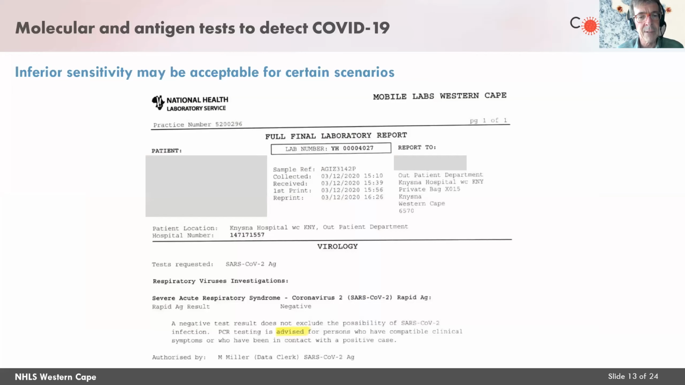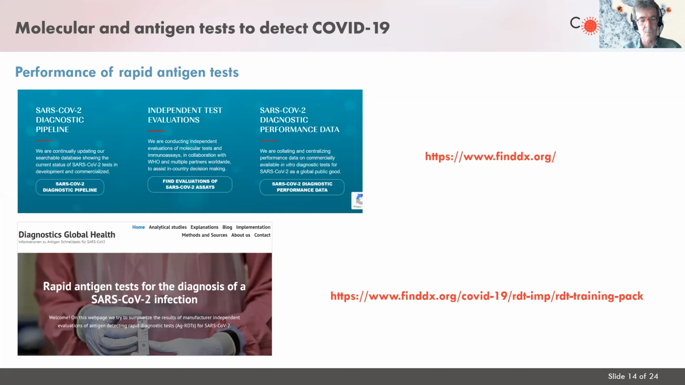So this is a real life example from a mobile laboratory operated by the NHLS in our province in a peripheral setting. And it is a patient who had a negative rapid antigen test result, which says it does not exclude the possibility of SARS-CoV-2 infection. PCR testing is advised for persons who have compatible clinical symptoms or who have been in contact with a positive case. And that, I think, expresses it very nicely. It does have a value and a role to play, but one has to be very careful and really qualify what it does, what it can do, what it can't.